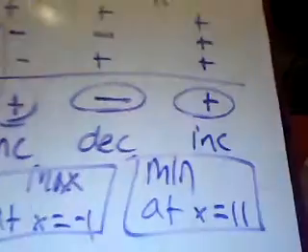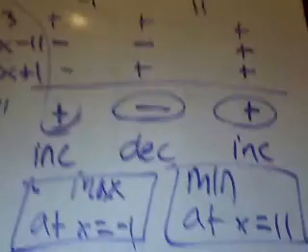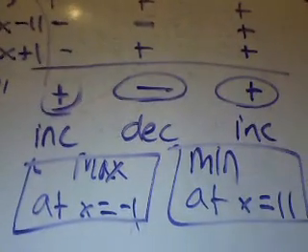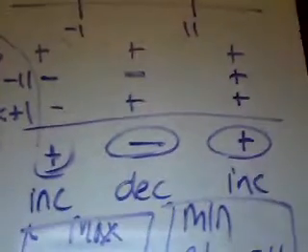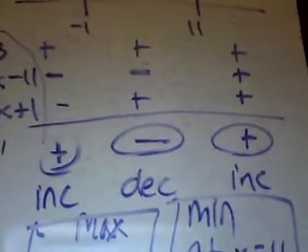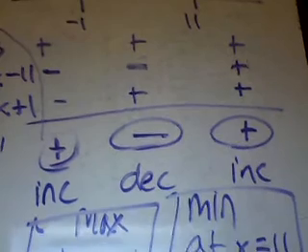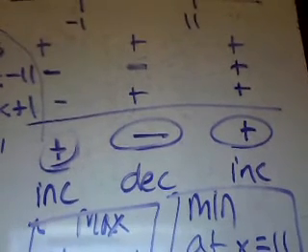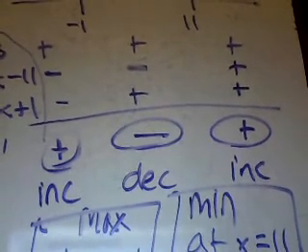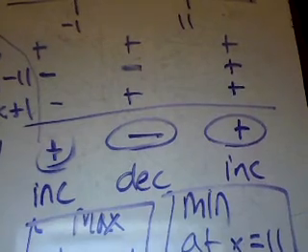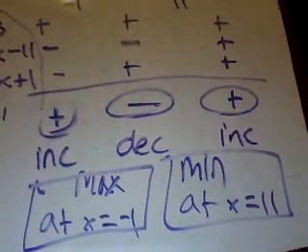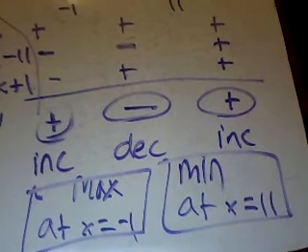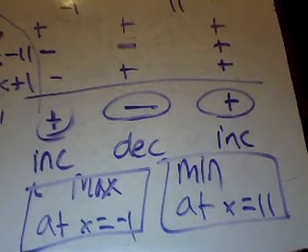Alright, there's the bottom of the sign chart there. Increasing at the interval negative infinity to negative 1, decreasing from negative 1 to 11, and increasing again from 11 to infinity. So you got a max at negative 1 and a relative min at x equals 11.